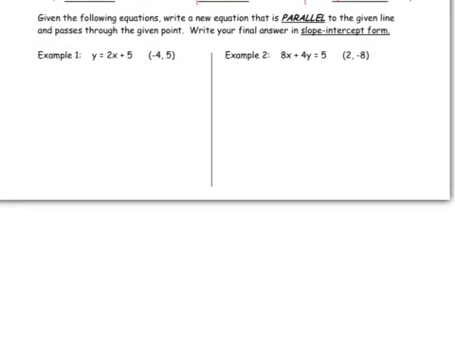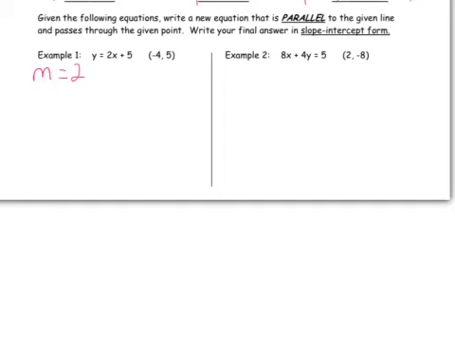Okay, given the following equations, write a new equation that is parallel to the given line and passes through the given point. Write your final answer in slope-intercept form. Okay, so example 1, y equals 2x plus 5, and it has to go through that point, negative 4, 5. So we know that we're looking for parallel lines, so the slope has to be the same. So our slope is here, 2. So we're going to write m equals 2.